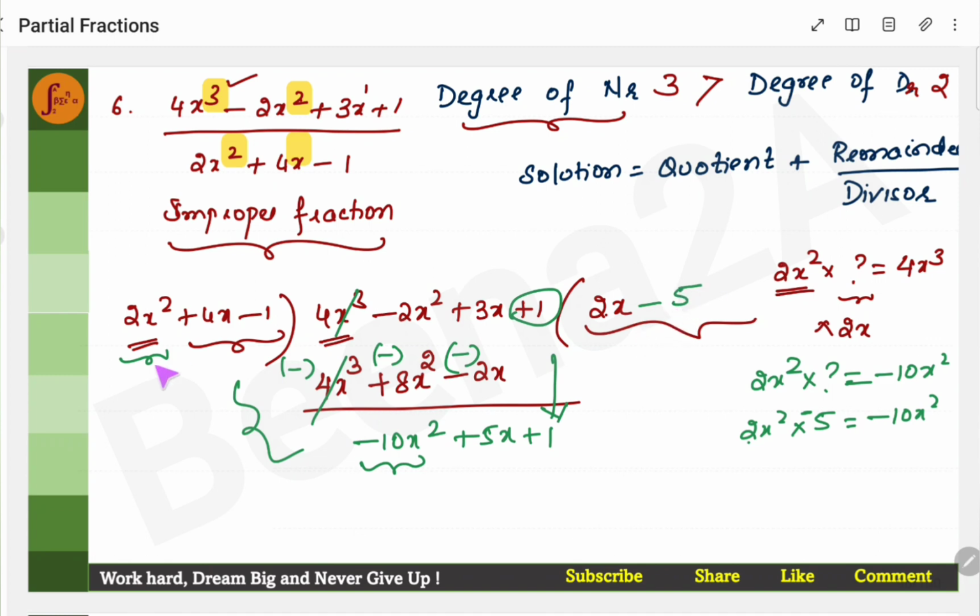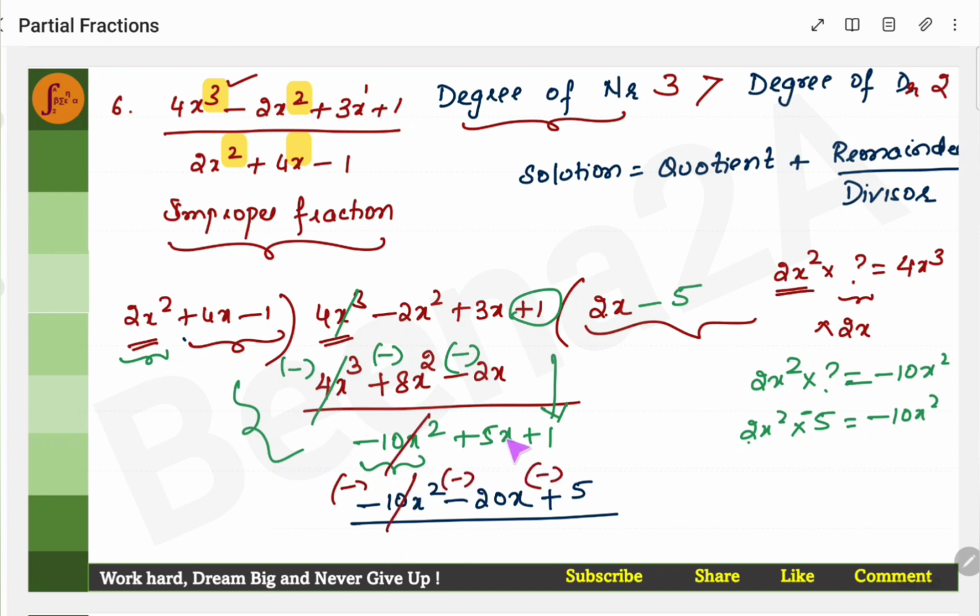Now we'll take this minus 5 and multiply this entire expression. So we'll get minus 5 into 2x square is minus 10x square. Minus 5 into 4 is minus 20x. Minus 5 into minus 1 is plus 5. Now we'll subtract the whole thing.